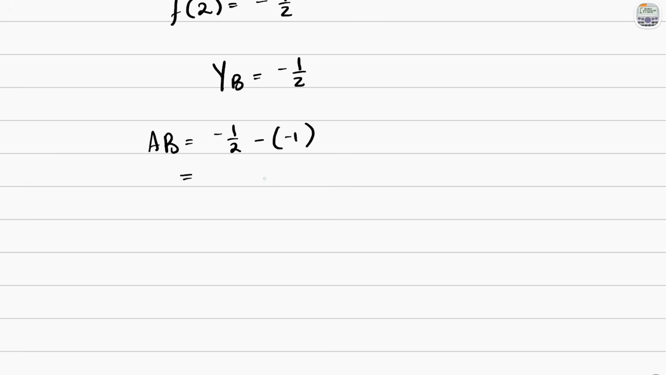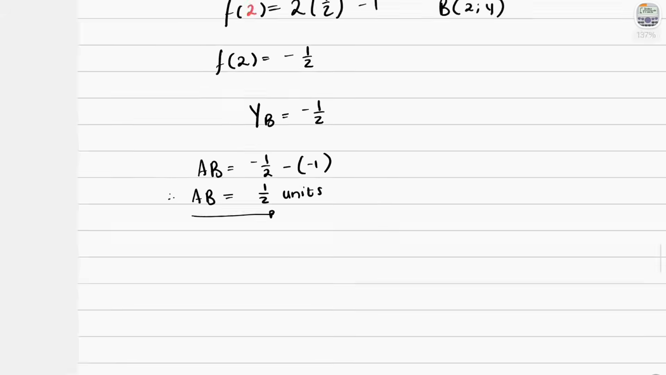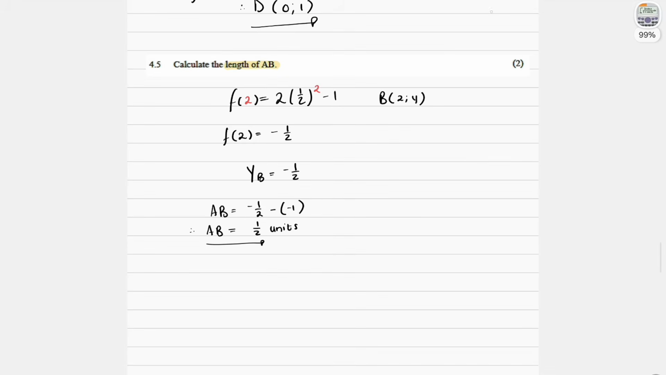And what is a half plus 1? That's like saying 1 minus a half, which is a half. And so the length of AB is simply equal to a half units. And that is our answer. Moving on to the next question.